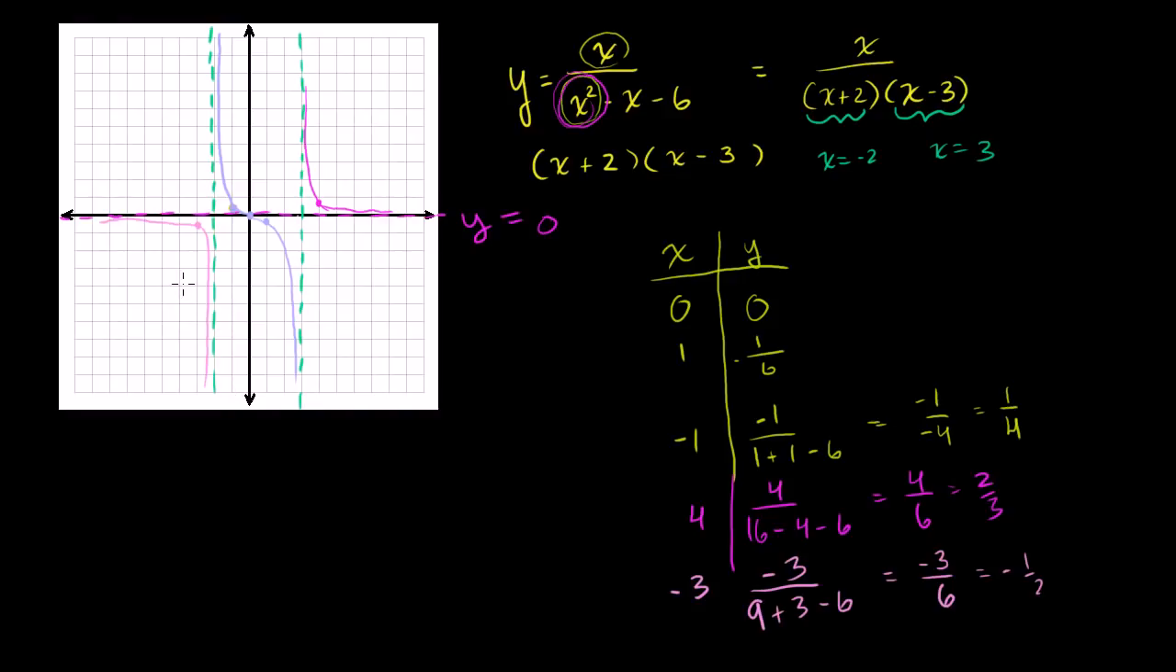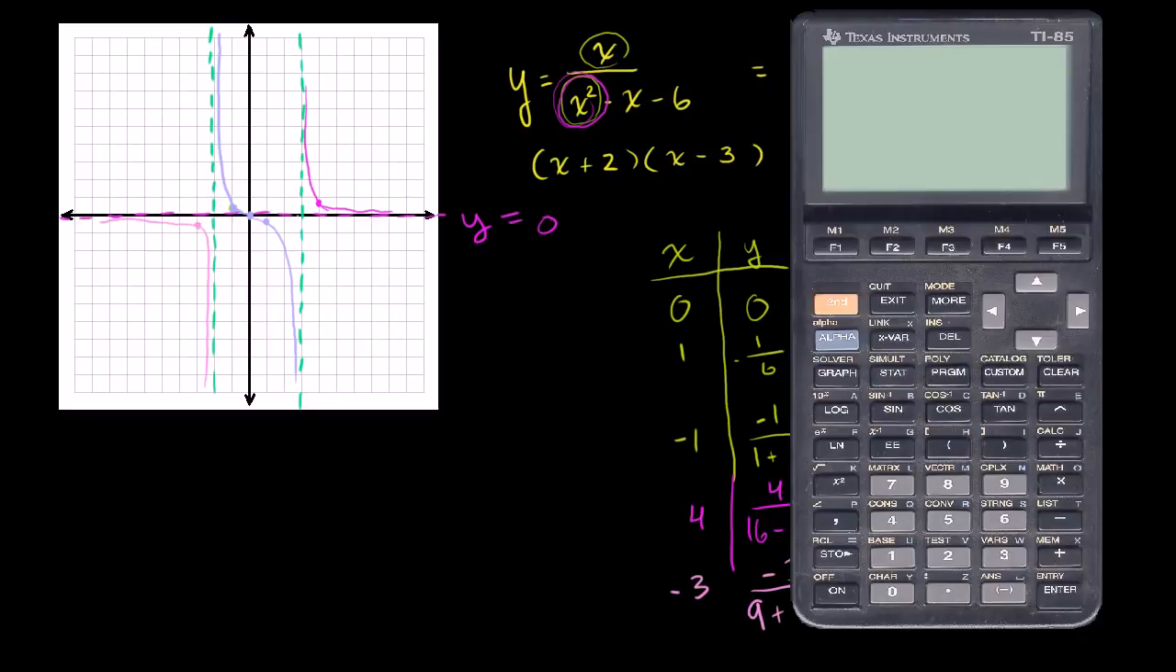And you could try more points, believe me. But let us graph it just to verify it for ourselves. So our equation is x divided by x squared minus x minus 6. And let's graph it. And there you go. All right. Looks pretty good.